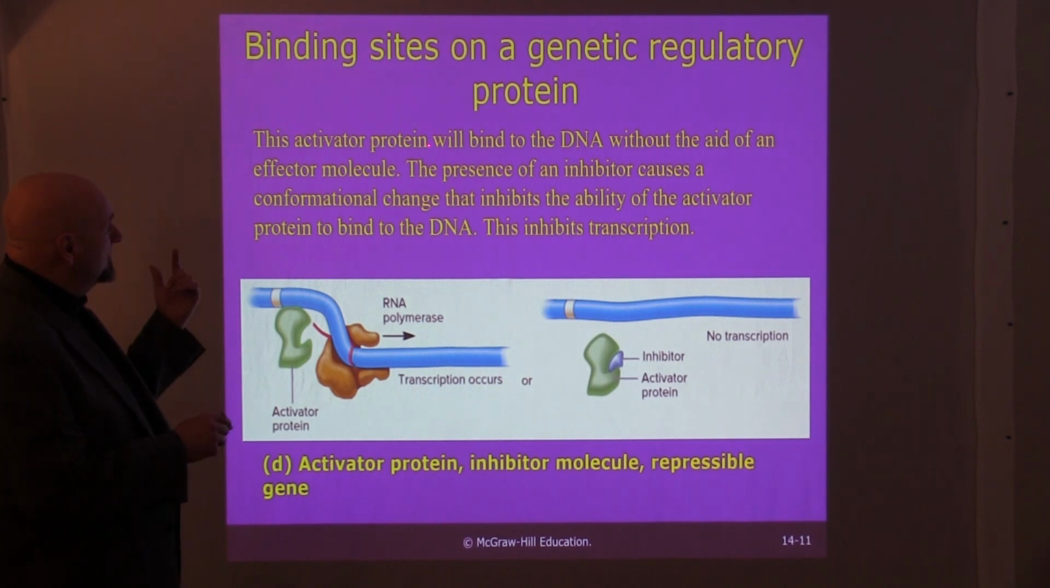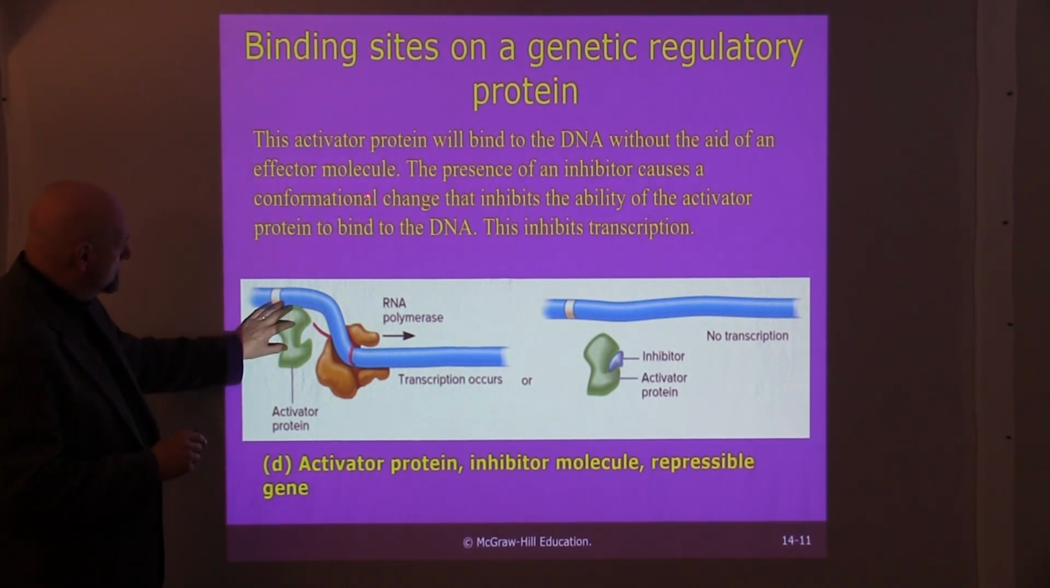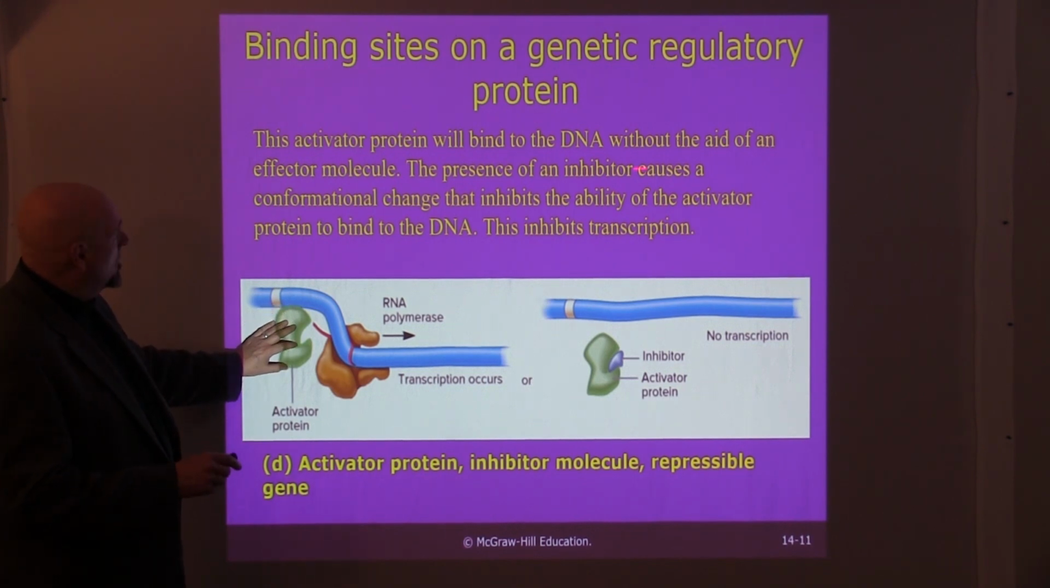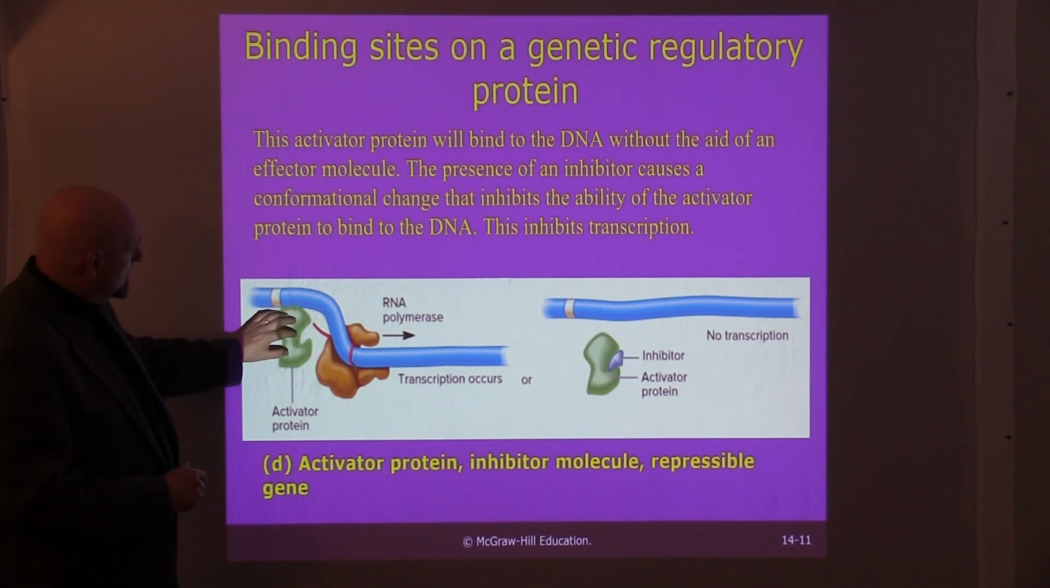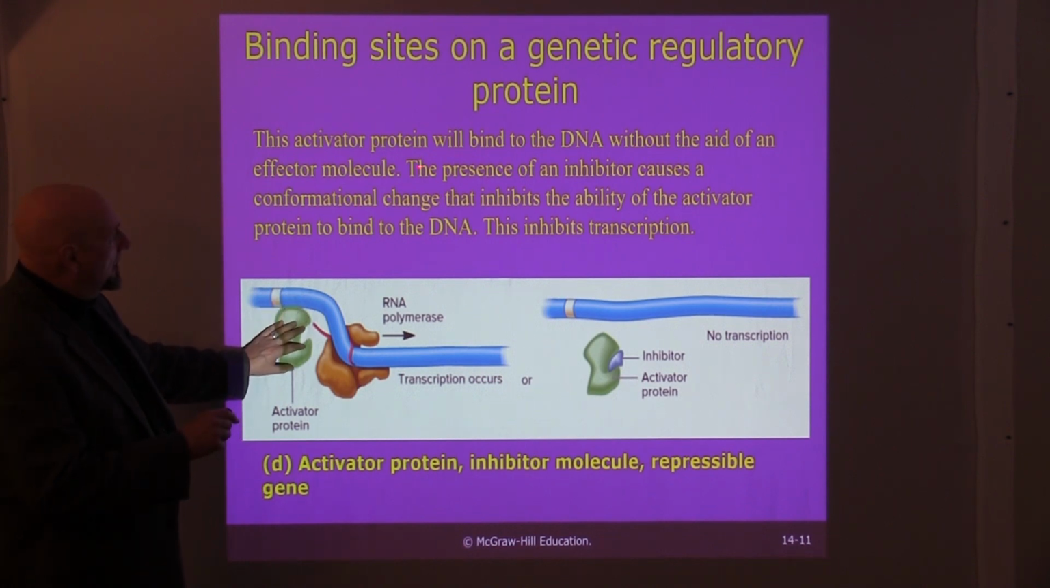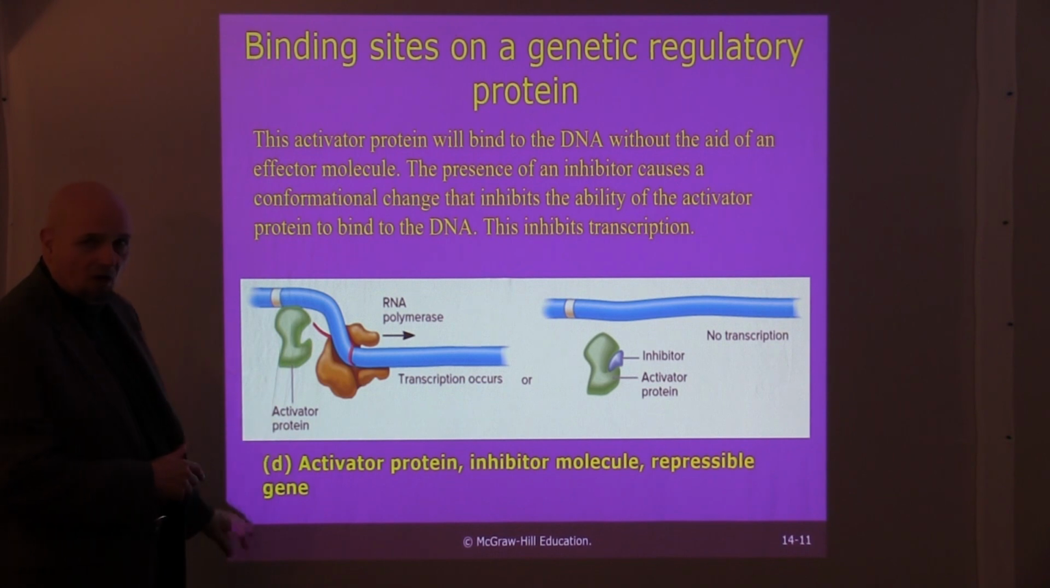All right, so the activator protein will bind to DNA without the aid of an effector molecule. Sometimes this happens. So sometimes it's activated and doesn't need any type of effector molecule, and we'll see this later on as well. It binds and it allows for gene expression. The presence of the inhibitor comes in, binds to it, and causes it to come off.